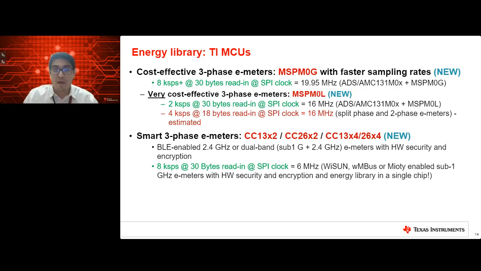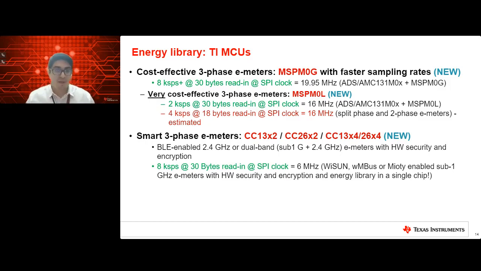For very cost-effective designs, so even if the MSP-M0G is still a little bit too pricey, we have the MSP-M0L. For that one, we've been able to successfully read 2 kilosamples per second with a SPI clock of 16 megahertz there. And we estimate that it should be able to get up to 4 kilosamples per second with that 16 megahertz. We've been focusing, though, on the MSP-M0G. That per-second figure is estimated right now.